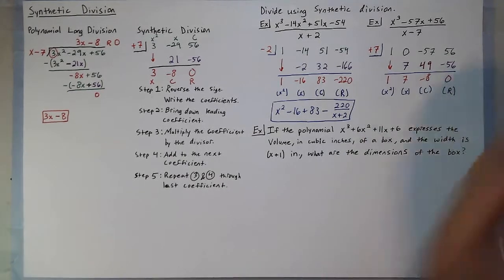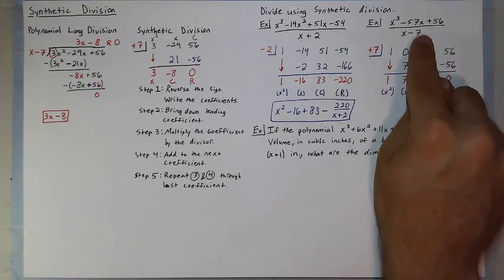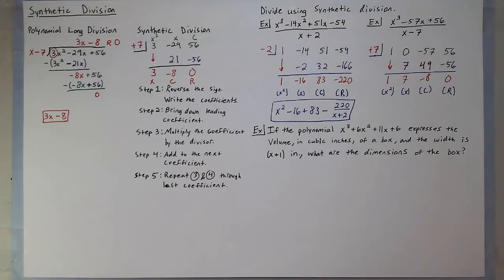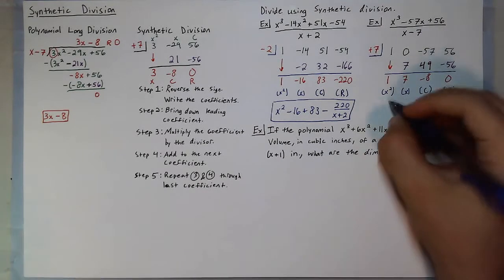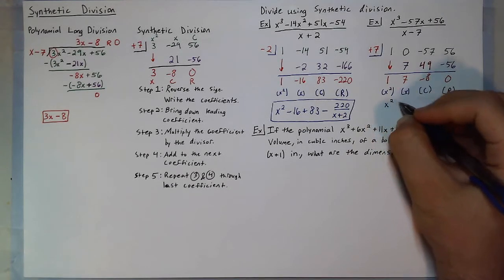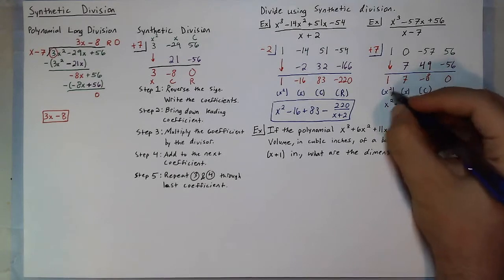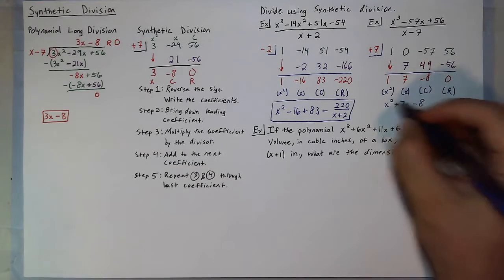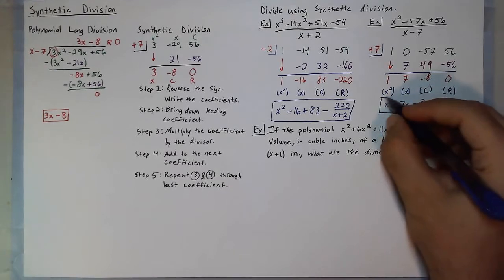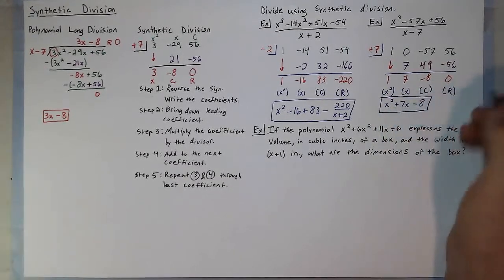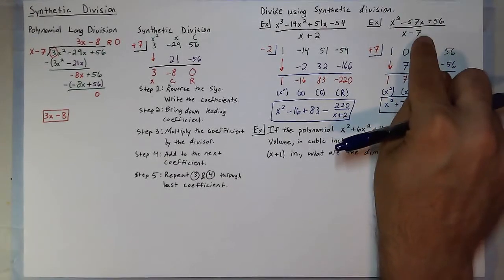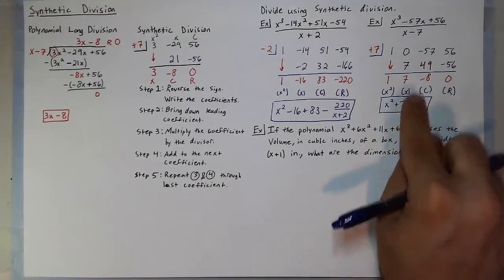So I get that nice remainder of 0, meaning x minus 7 is a factor of that cubic polynomial. So my answer would be 1x squared plus 7x minus 8. So what's nice is I factored out x minus 7 by dividing by it. And if this could be factored, I could continue to factor it further.